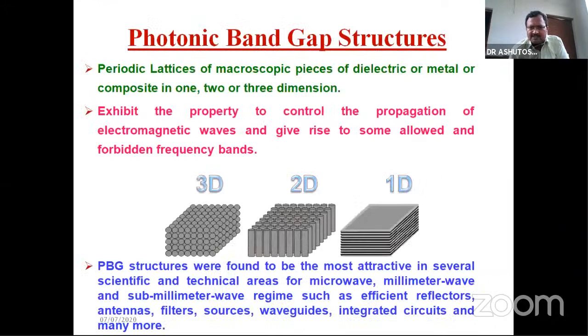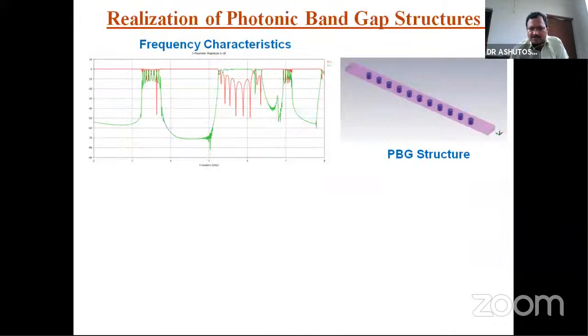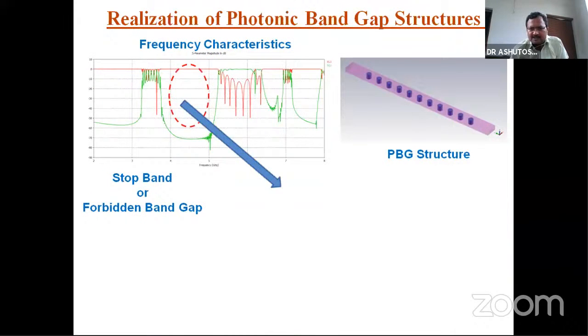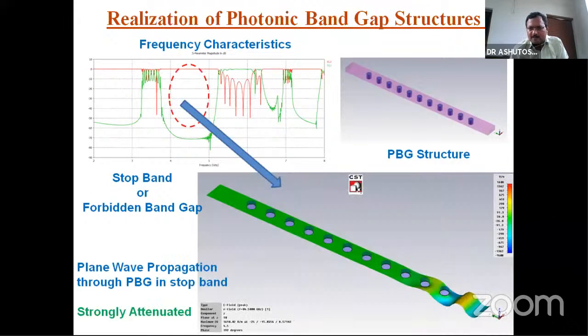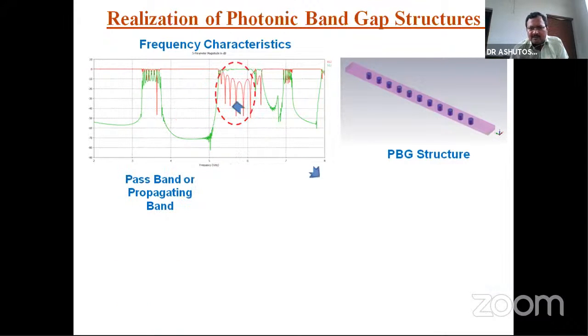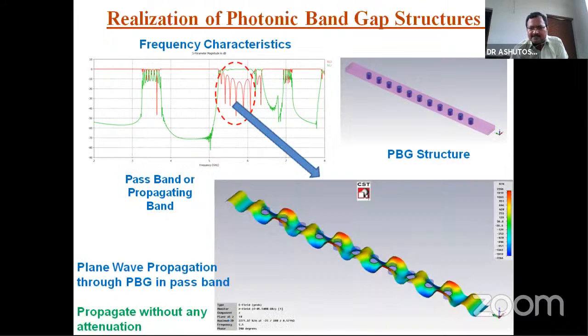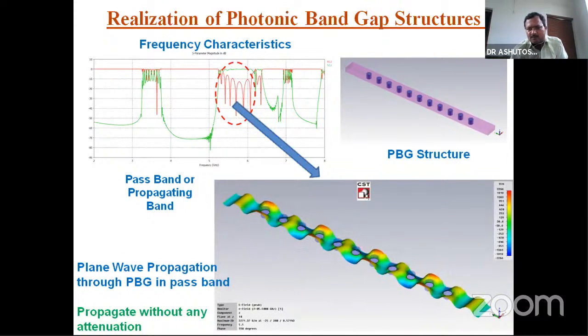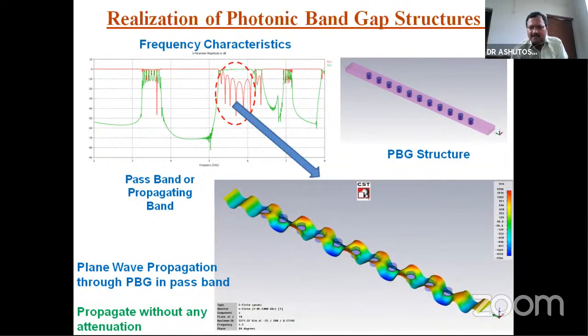One of the structures is the PBG structure, called photonic band gap structures. That is also a periodic structure which gives rise to stop band and pass band, in one, two, and three dimensions. In this picture, if there is a stop band, the electromagnetic wave cannot propagate through the structure. If we consider a passband region, the electromagnetic wave can propagate through this structure without any attenuation.